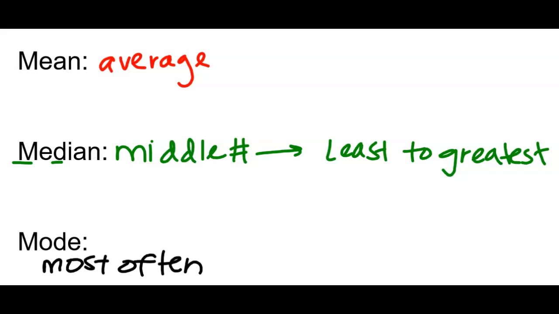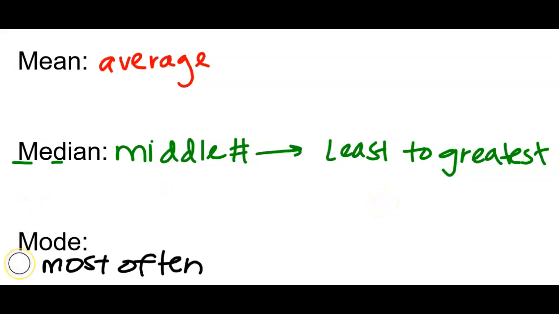Our median means middle. It's our middle number. But to find that, we have to organize our numbers least to greatest. How do I remember this? Well, mean, I don't really have a way. You remember it's average. But middle, look, it has an M and a D in it, just like median has an M and a D in it. So median, middle. But you have to remember to do least to greatest, okay?